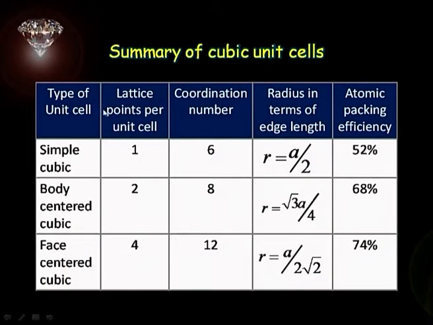Now, let me quickly sum up what we have done about cubic unit cells. The lattice points per unit cell are 1 in case of simple cubic, 2 in BCC and 4 in FCC, and the coordination numbers are 6, 8 and 12 respectively. We will talk more about it when we discuss detailed structures in terms of close packed structures. We will talk about this coordination number again thereafter, and the relationships will be found.